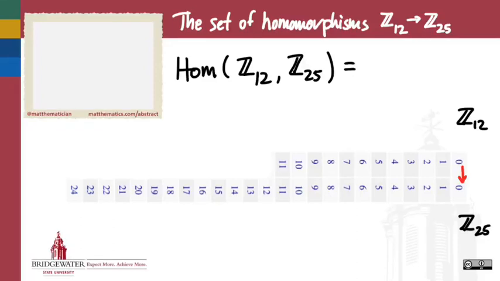How many homomorphisms are there from Z12 to Z25? There's only one homomorphism from Z12 to Z25, and what is that homomorphism? It's the trivial homomorphism. So what would I call that? Sometimes they just call it 0. 0 as a function, right? It's the thing that sends all elements to 0. Phi of x is equal to 0 for all x. Right?